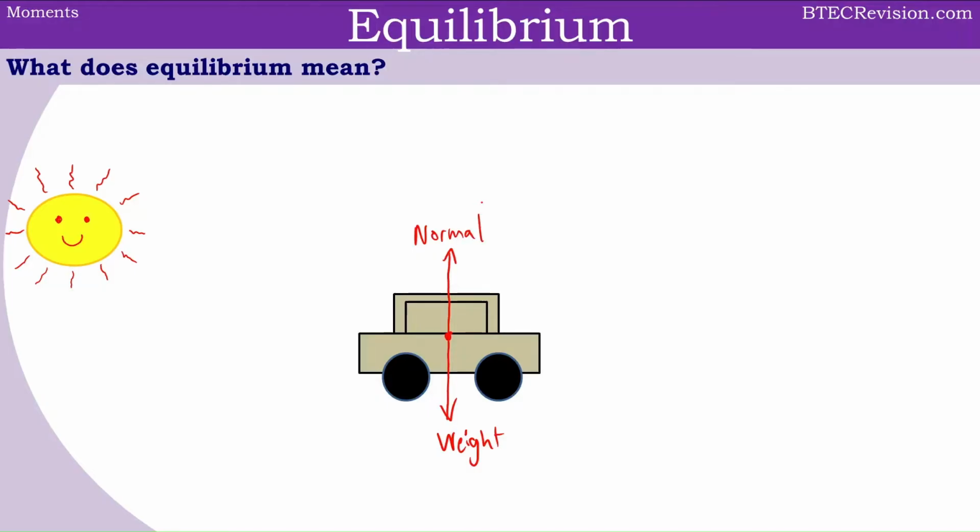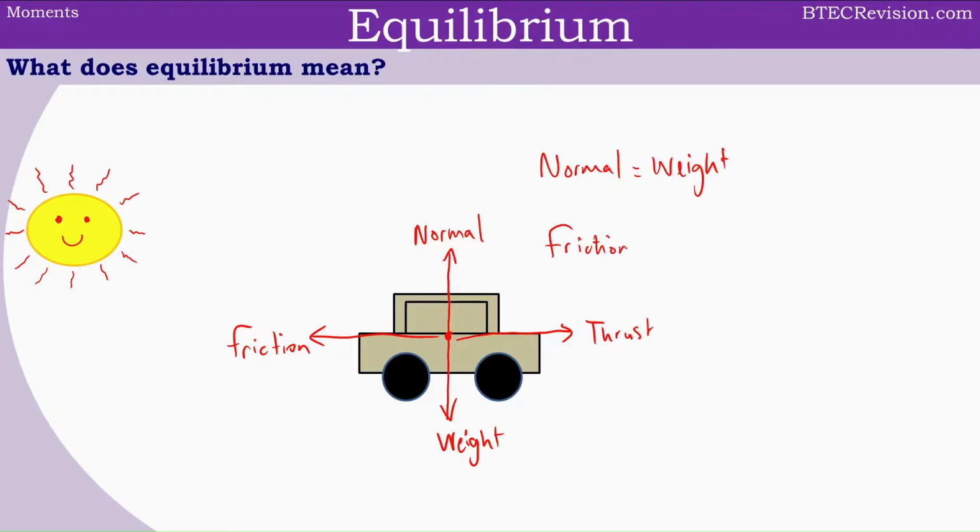And if the car is moving, then we could have a thrust. And there will be some friction slowing the car down if it's in motion. And in order for it to be in equilibrium, all these forces must be balanced. The vertical forces, normal and weight, must be balanced. So we can say the normal force is equal to the weight. And we can say the same for the horizontal forces. So friction will be equal to thrust. And this is true if it's in equilibrium.